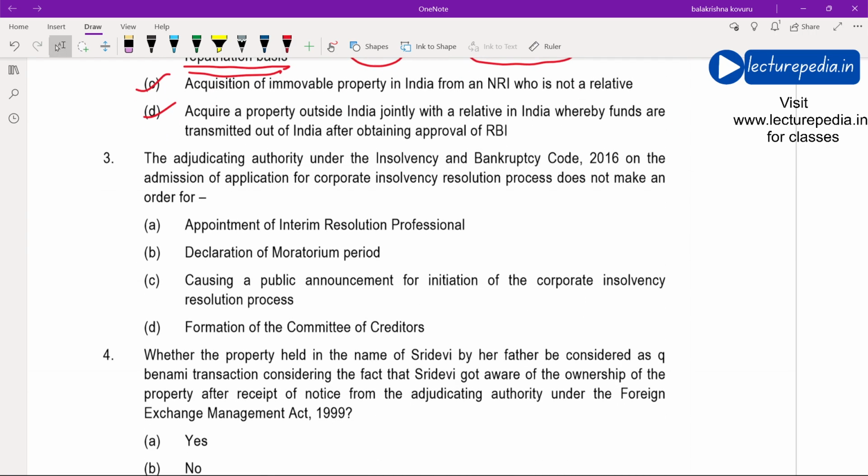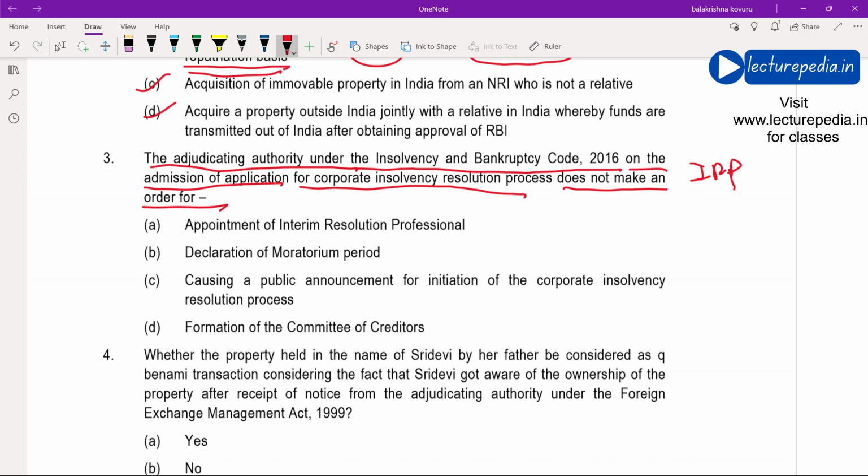Next, the adjudicating authority under the Insolvency and Bankruptcy Code 2016, on the admission of application for corporate insolvency resolution process, does not make an order for. Basically, after the adjudicating authority accepts the application for this insolvency resolution process, it passes three orders. What are those three orders? First one is appointment of interim resolution professional. After that, declaration of moratorium period, and after that, causing public announcement for initiation of corporate insolvency resolution process.